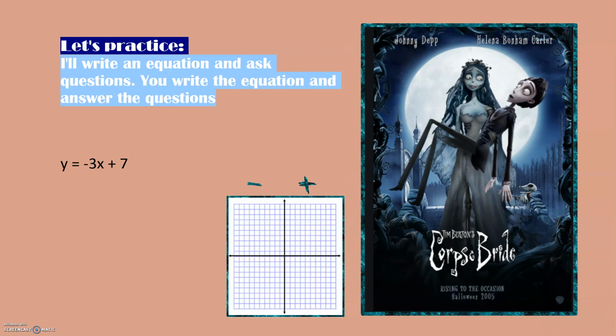Your next equation is y equals negative 3x plus 7. Try answering these questions without using any of your notes. What is the m value? If you said negative 3, you're correct. What does that negative 3 mean?